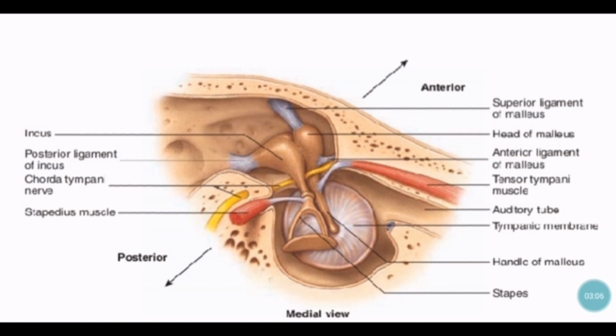Two small skeletal muscles originate from the bone around the middle ear and insert onto the auditory ossicles. The tensor tympani muscle is attached to the malleus and is innervated by the trigeminal nerve. The stapedius muscle is attached to the stapes and is innervated by the facial nerve.